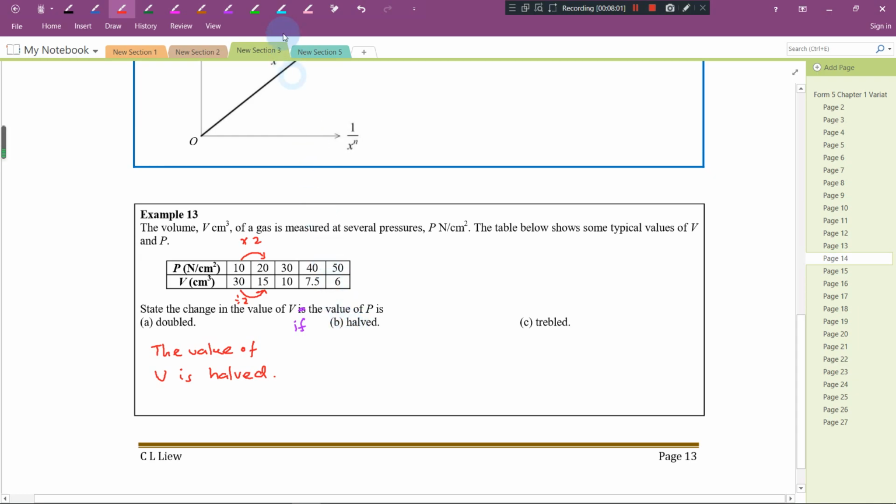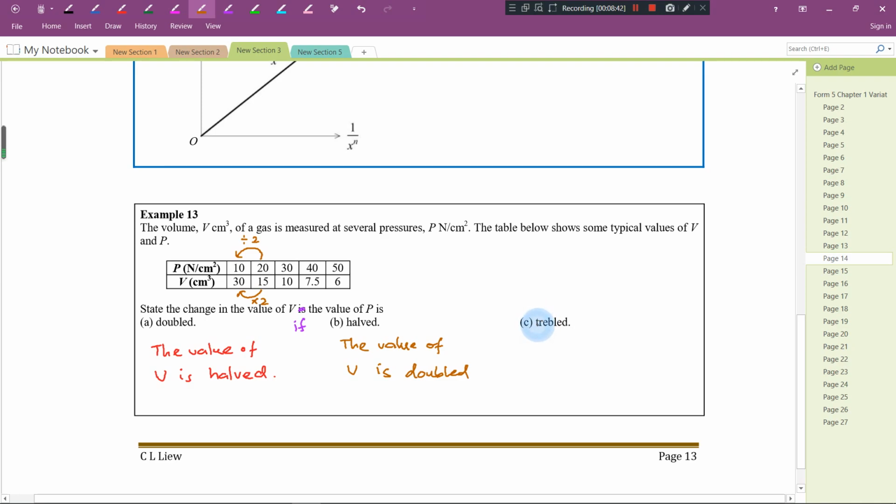So how about this one? Part B. If the value of P is half, what will happen to the value of V? How about I go back this way? If the value of P goes from 20 to 10, it becomes half, right? So what will happen to the value of V? From 15 to 30, it becomes double. The value of V is double.